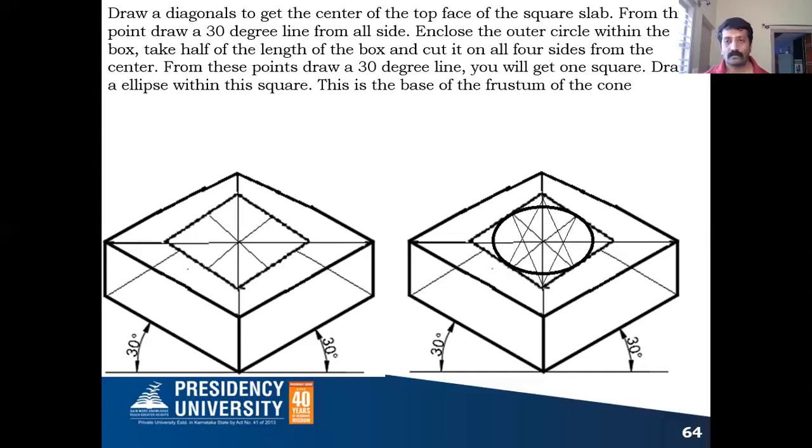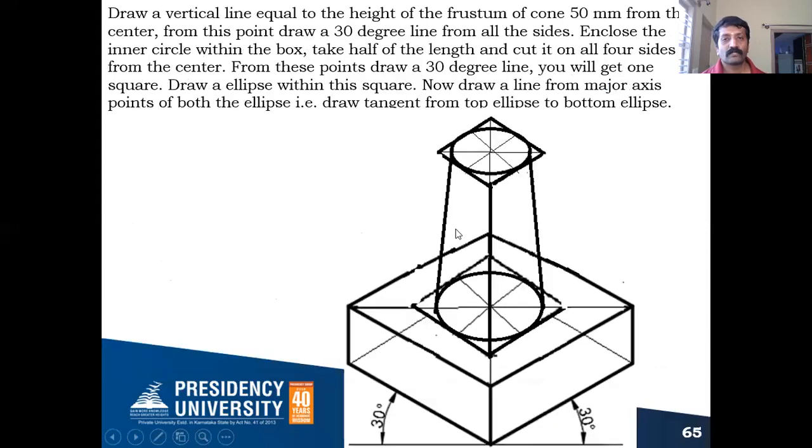So the top face also we have to draw an ellipse and then I need to join it. How to do it? Let us discuss. So next, till here the base you have completed. From the center you draw a vertical line. From the center you draw a vertical line like this. And what is the height of your frustum of a cone? The height is 50 millimeter is given.